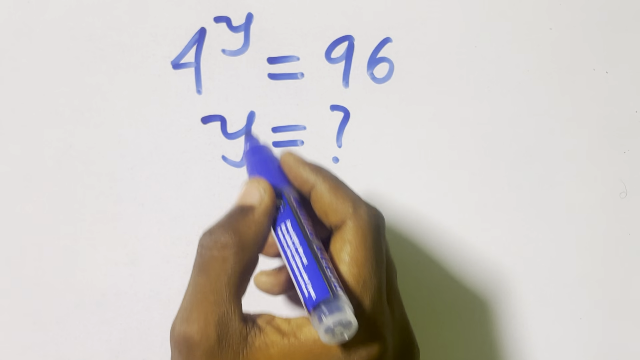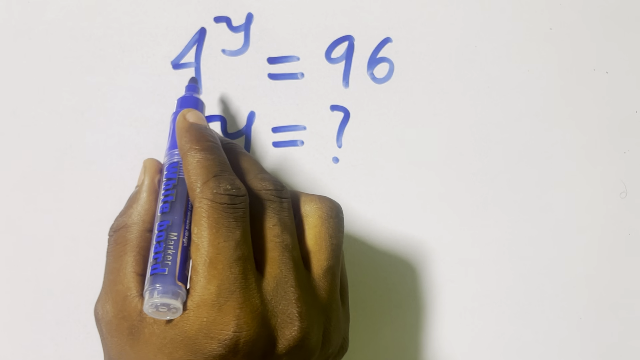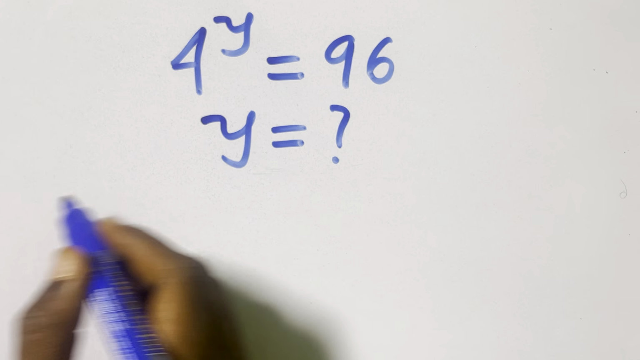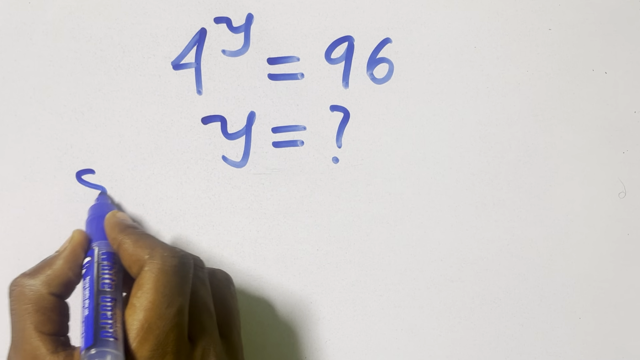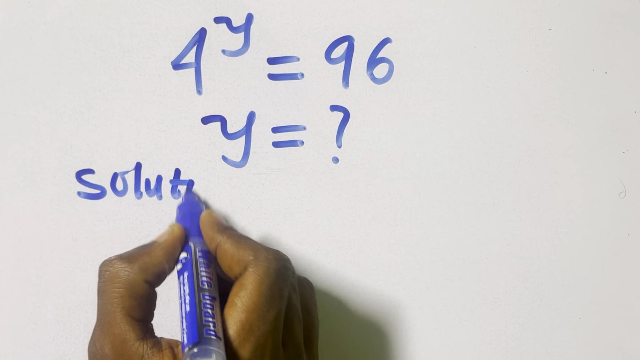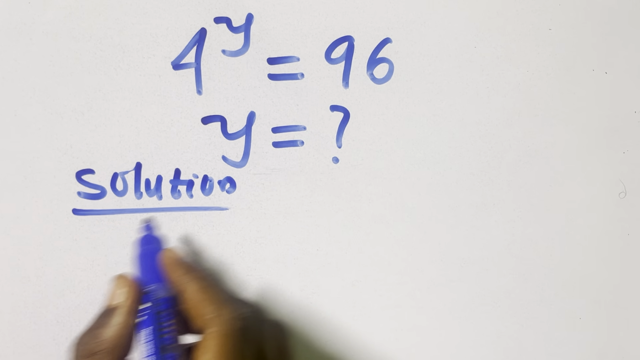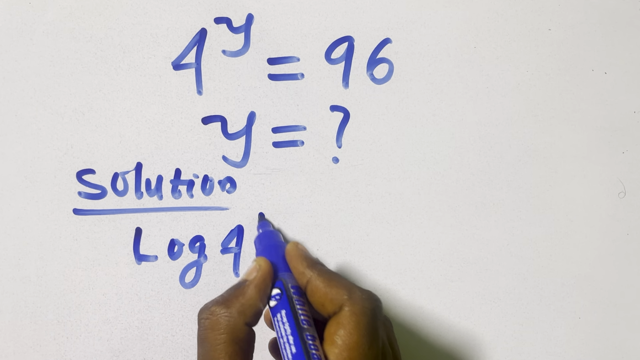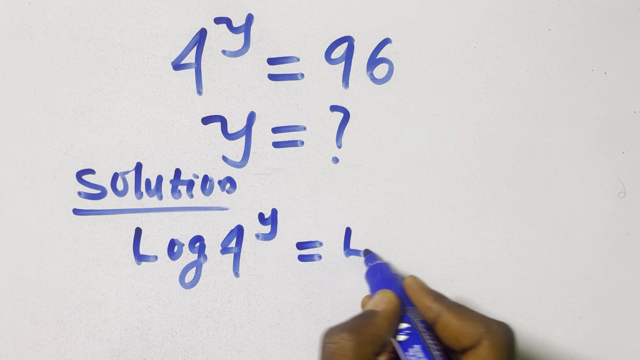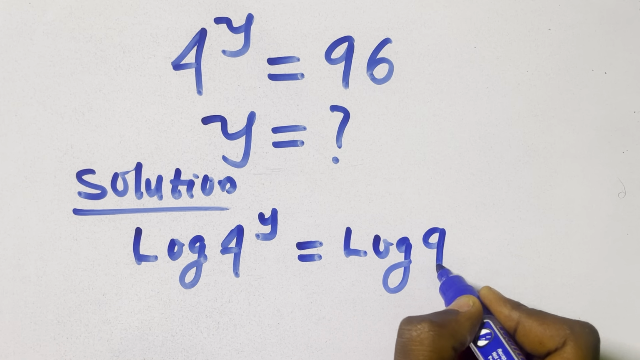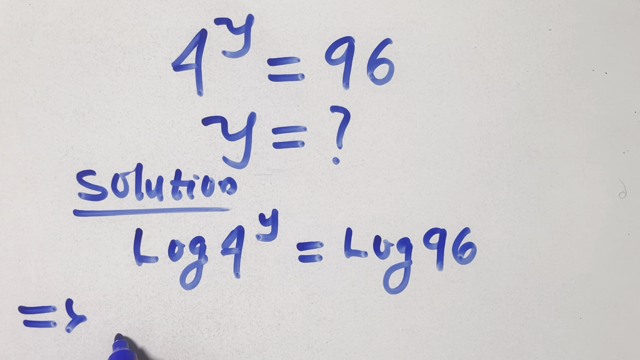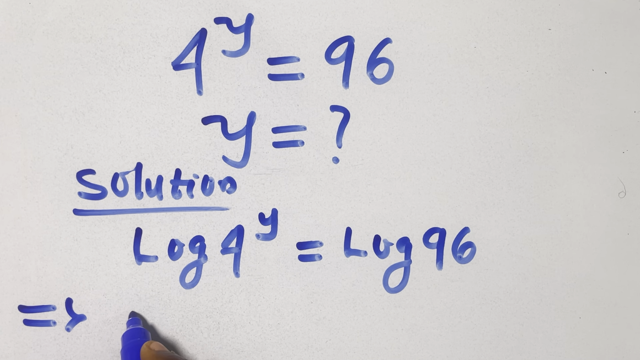We want to solve this nice exponential equation: given 4 raised to power y equals 96. We are asked to find y, right? So the first step we are going to take here is to introduce log to both sides. If we do introduce log, we are going to have log 4 raised to power y equals log 96.